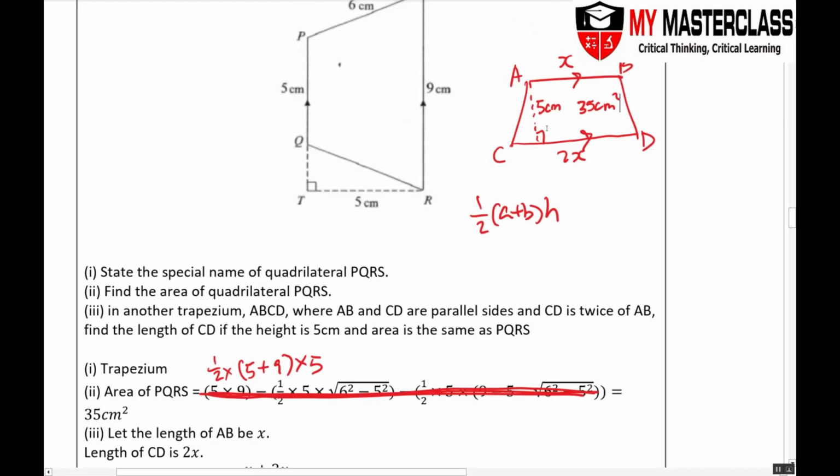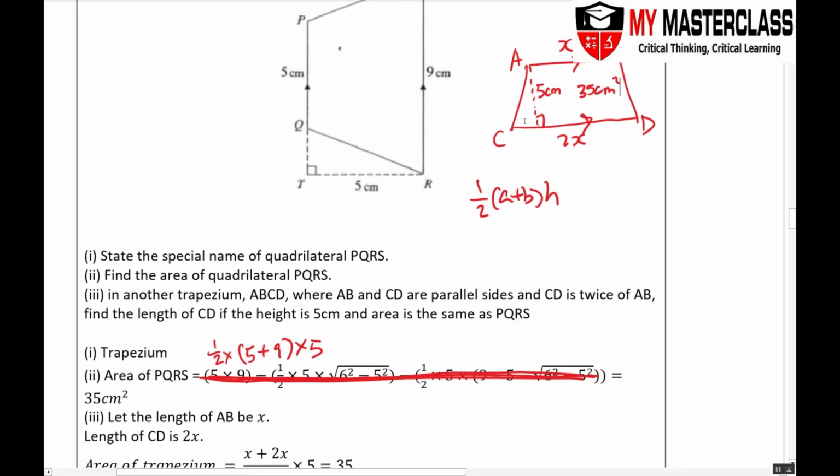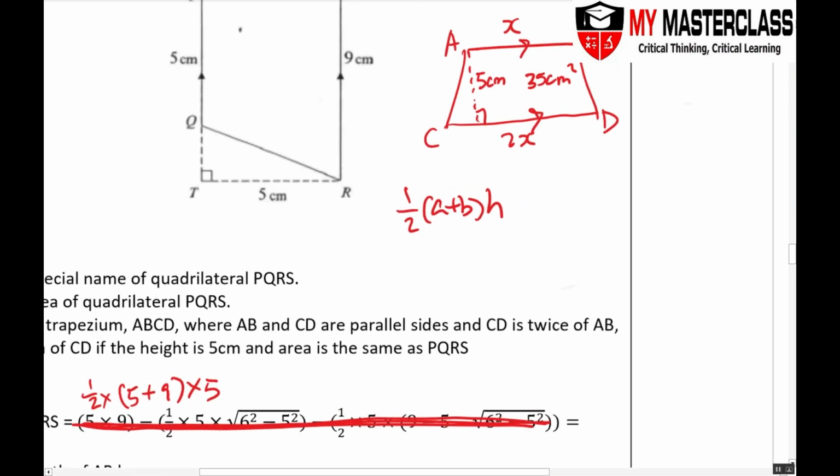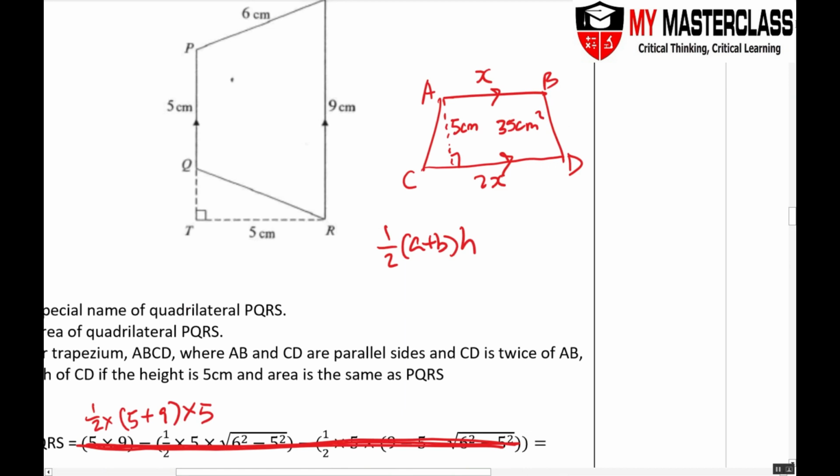So how do I find the length of CD? Essentially, I need to solve for this unknown of x. Since I already have a value to work with, 35 cm squared, I use the area of the trapezium, which is half times the sum of parallel sides times height. I will have half times x plus 2x, times 5, which is your perpendicular height, equals 35.